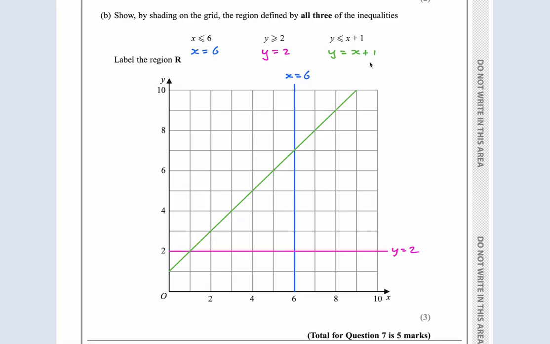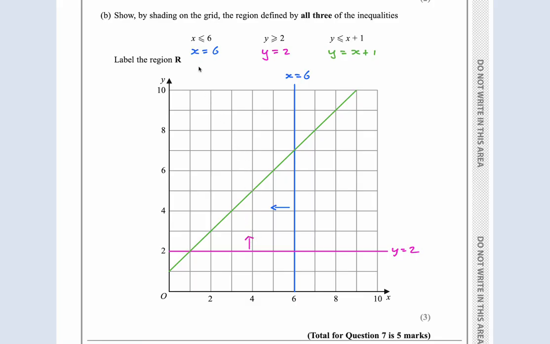If in doubt, just use your calculator or do the trick where you let x equal 0, y equals 1, let x equal 8, y equals 9, 8 plus 1. Just pick 2 points and join them up. Okay. Then we go, right, x has to be less than or equal to 6. So it's going to be left of this line, less than 6. Y is going to be greater or equal to 2. So it's going to be above 2.